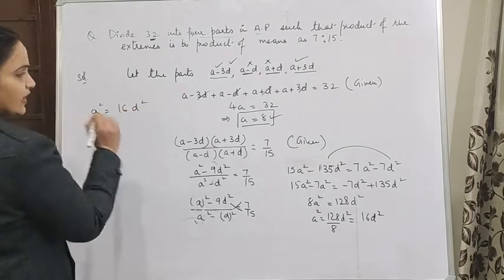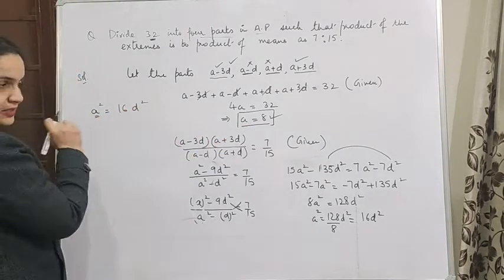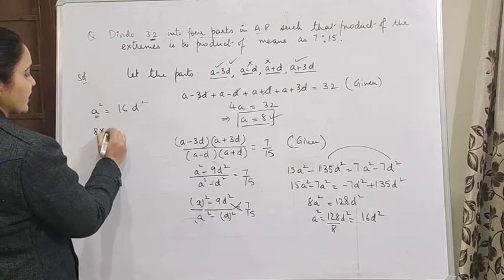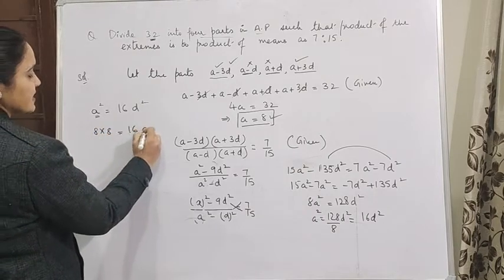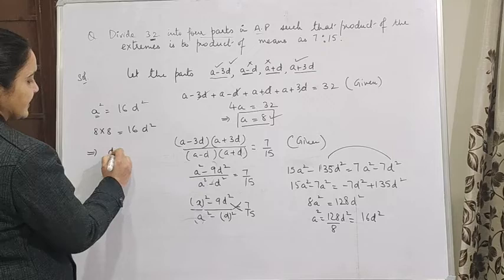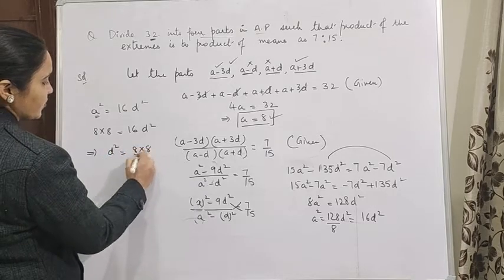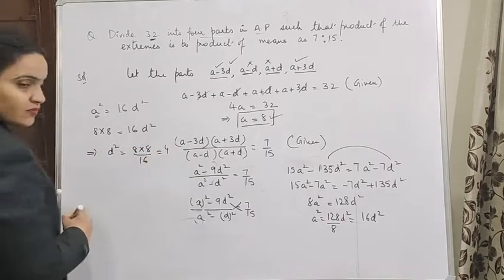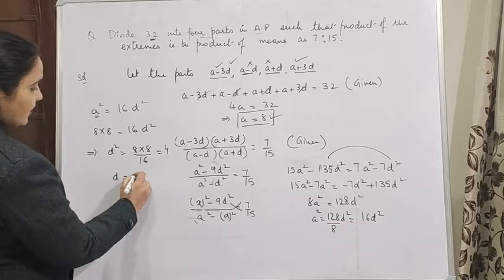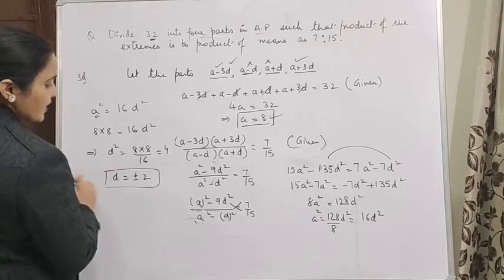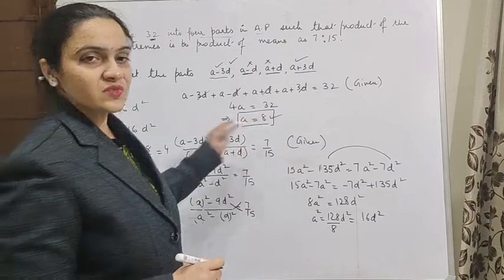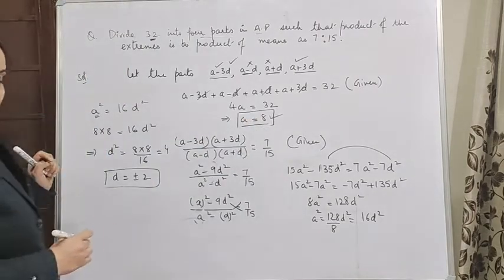Let us now put the value of A here. Okay? So it is 8 into 8 equal to 16D square, which will imply D square equal to 8 into 8 upon 16. So this will be 4. So D is plus minus 2. So we have now the value of A as well as D. Let us now write the numbers.